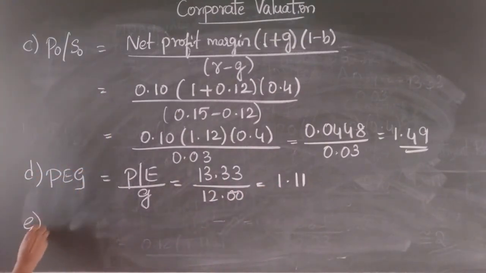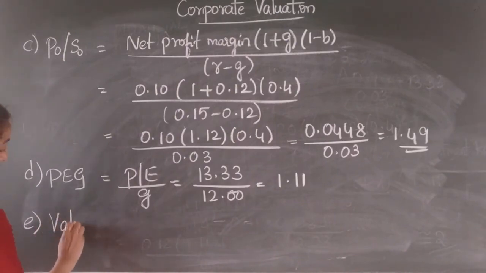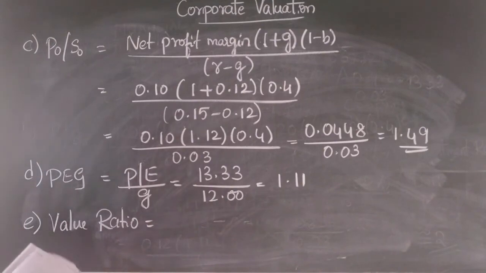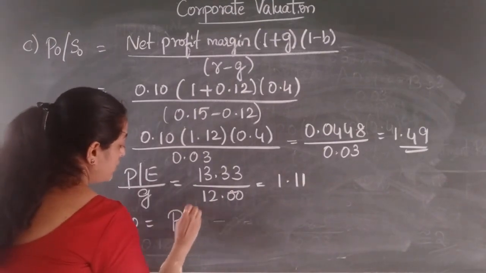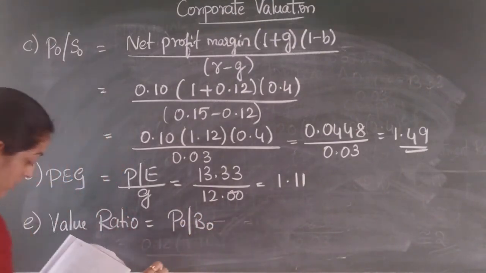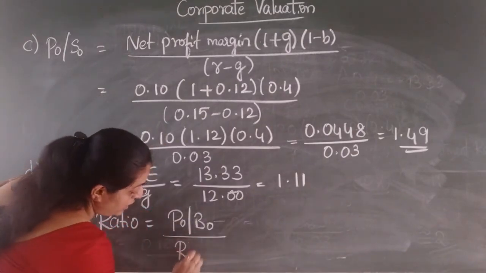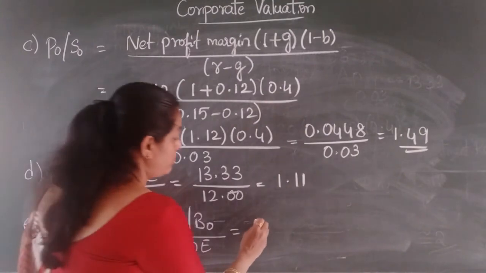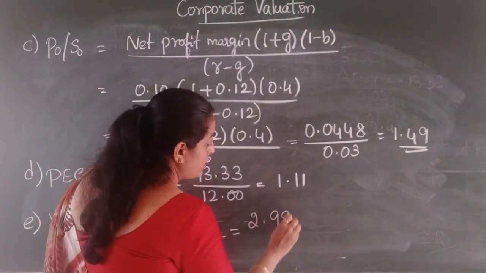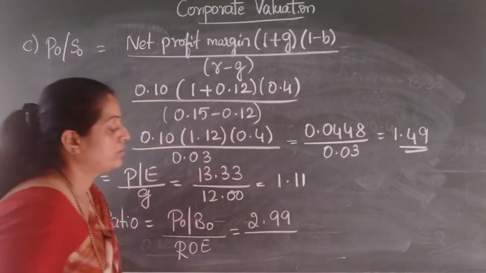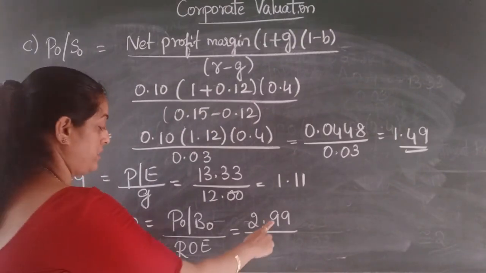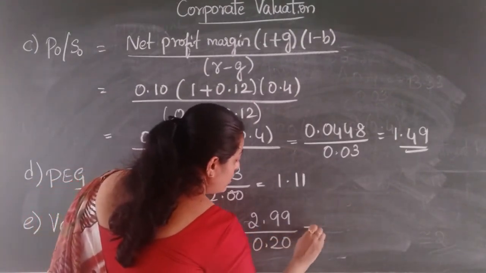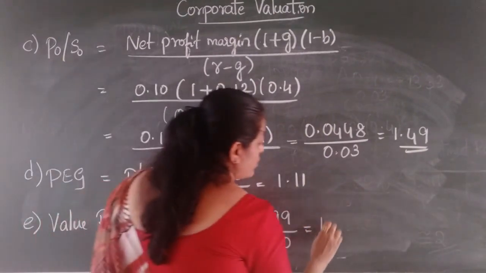The last one, E, is the value ratio. Value ratio is calculated as P naught by B naught divided by return on equity. P naught by B naught is 2.99 according to the solution which we have calculated. ROE given in the problem is 0.20. The final answer is 14.